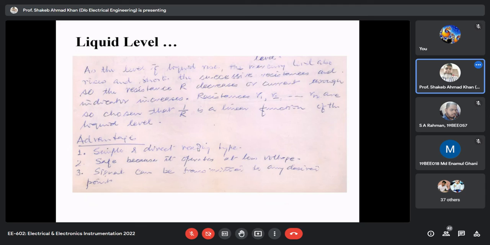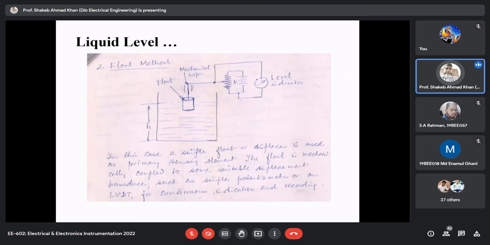So this is the description about that. Then the float method. Although it is a simple and primitive method, it is used at the domestic level, and some industry also use it even till today. So there is a float.